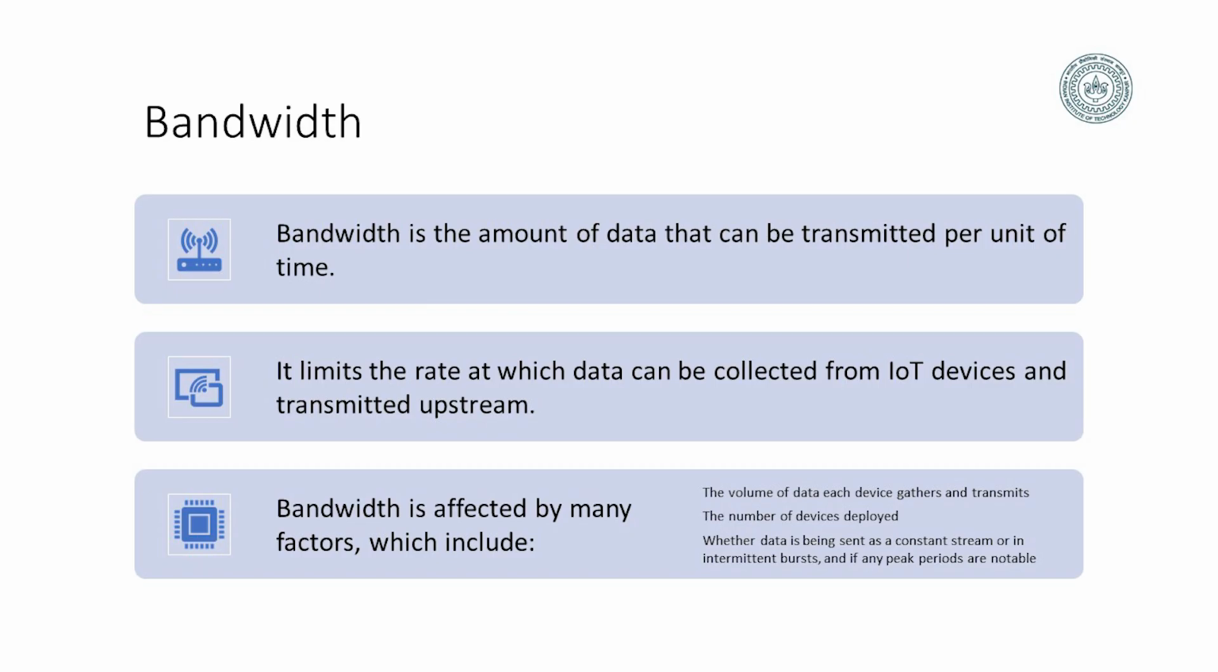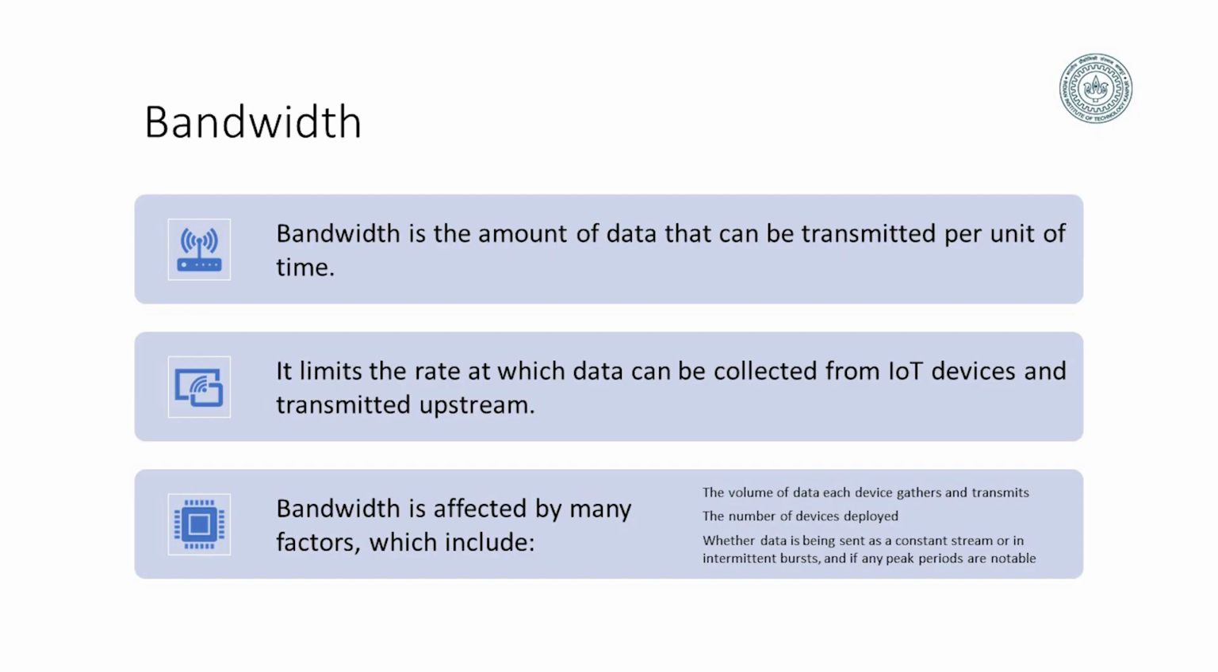Then you need to think about bandwidth. So, bandwidth is the amount of data that can be transmitted per unit of time. Okay, so, whether it is 10 Mbps, 100 Mbps, 1 Gbps. Okay, so, how much data can you transmit per unit of time? It limits the rate at which data can be collected from IoT devices and transmitted upstream. So, bandwidth is affected by many factors. So, these include the volume of data each device gathers and transmits. So, how much data is your device gathering and transmitting?